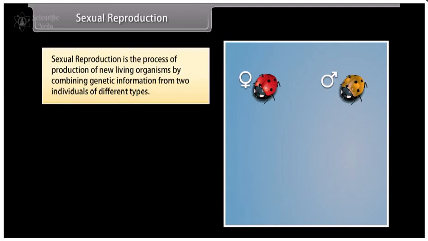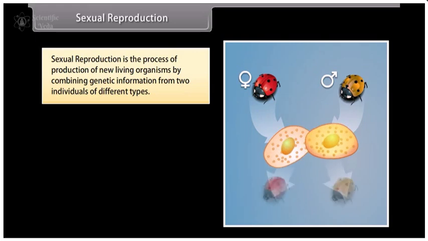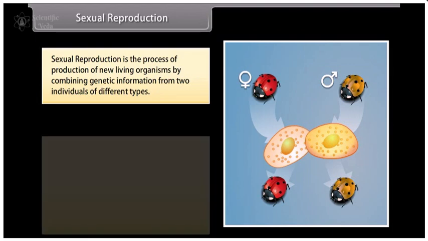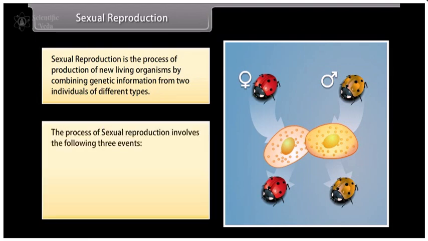Sexual reproduction. Sexual reproduction is the process of production of new living organisms by combining genetic information from two individuals of different types. The process of sexual reproduction involves the following three events: pre-fertilization events, fertilization events, post-fertilization events.